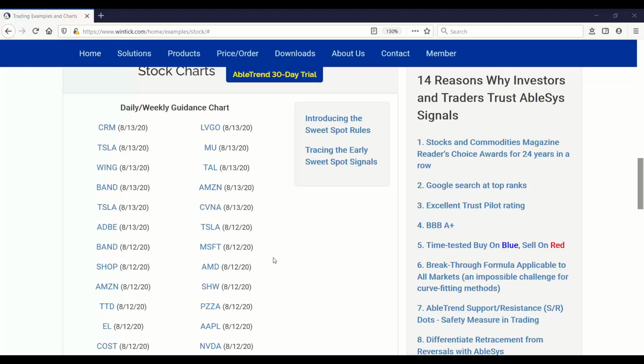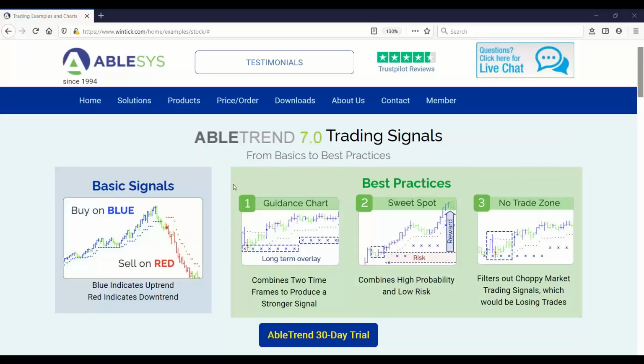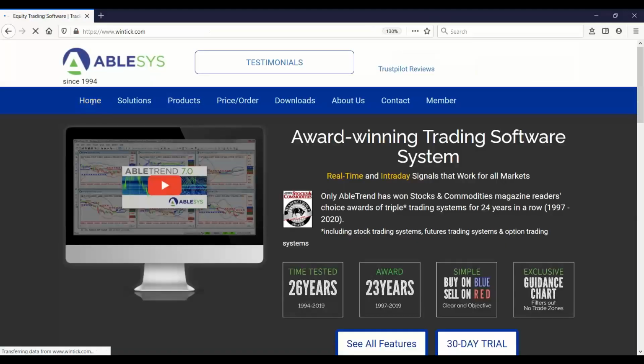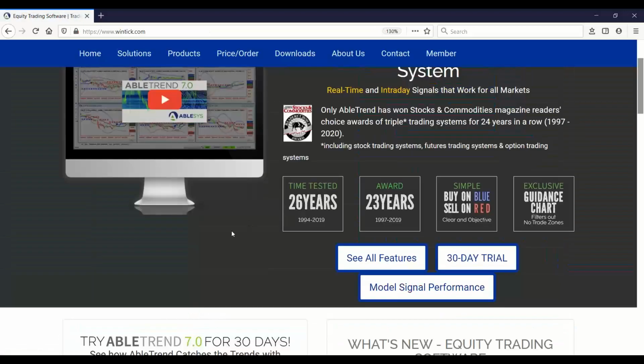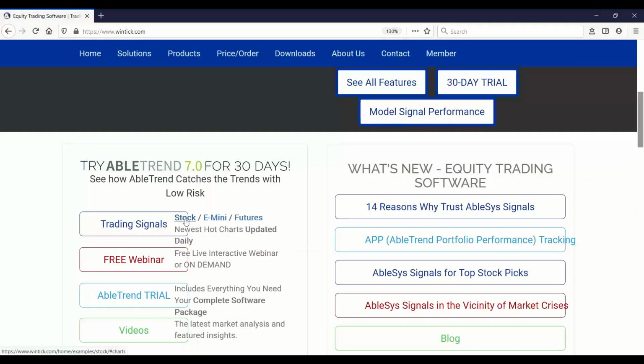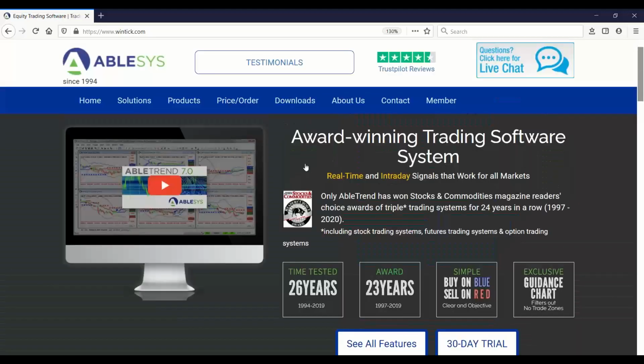So take advantage of it right on the front page of the website. All you have to do is, here's the front page. You scroll down and click on trade signals. And here you've got stock, E-mini, whatever you like. Just trying to be helpful and point it out.